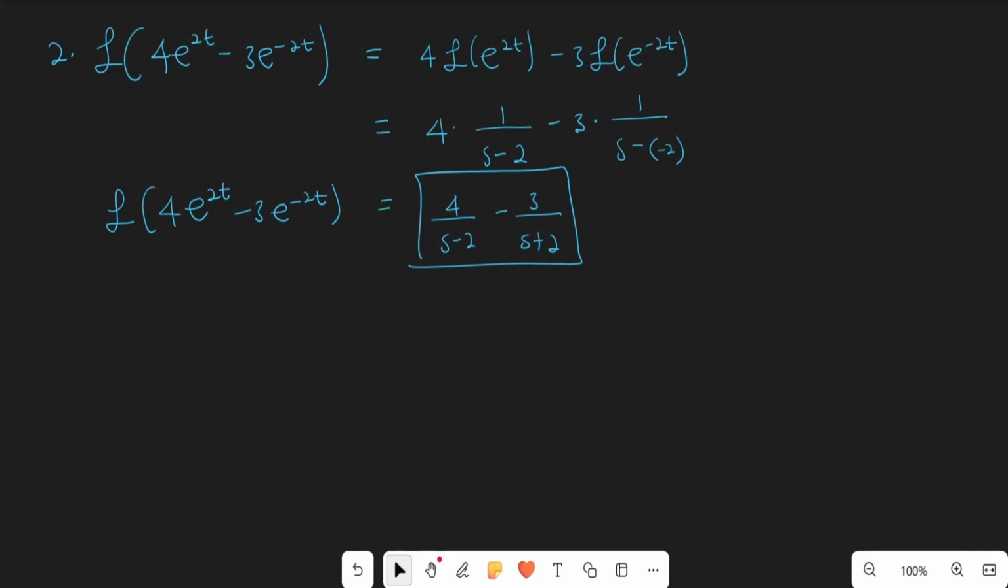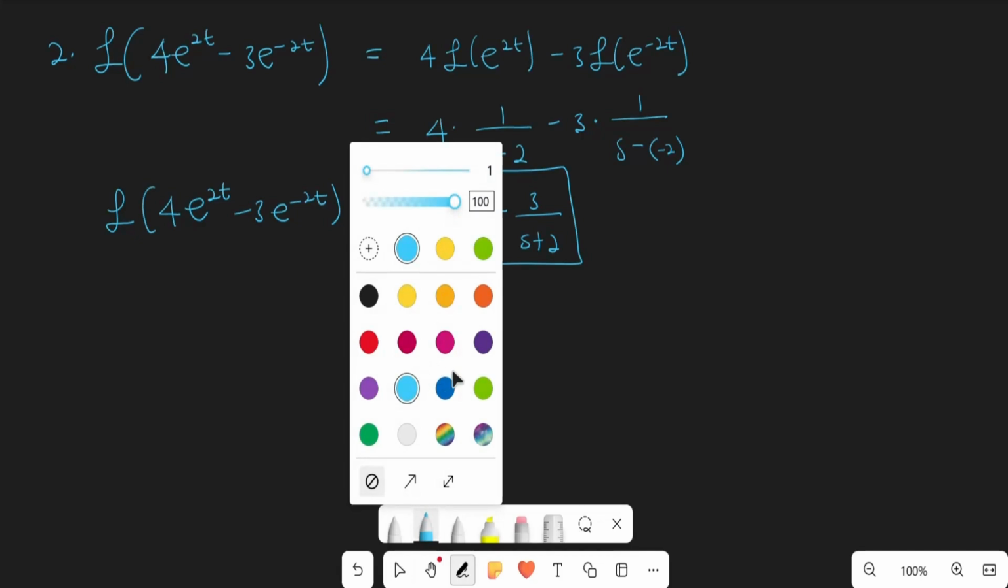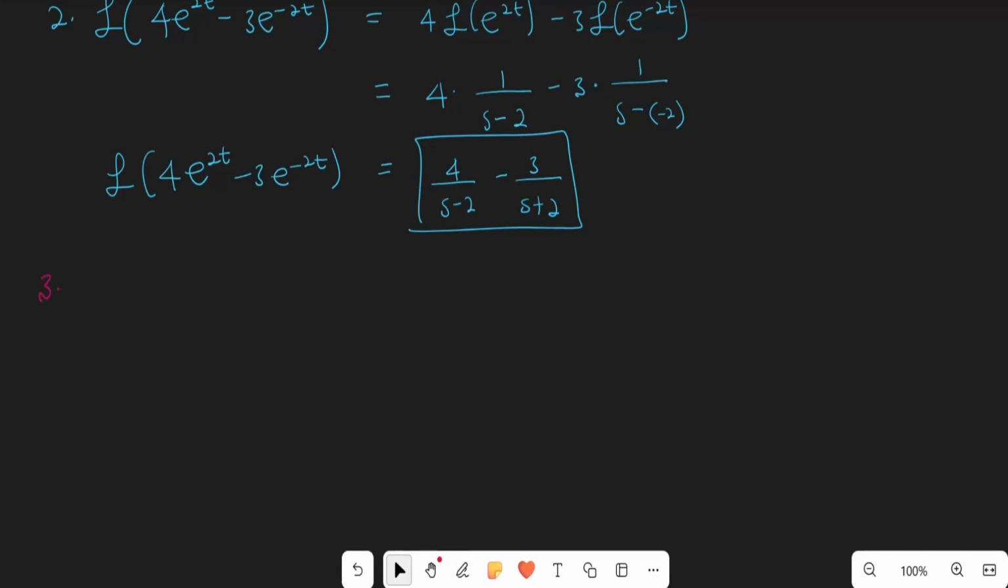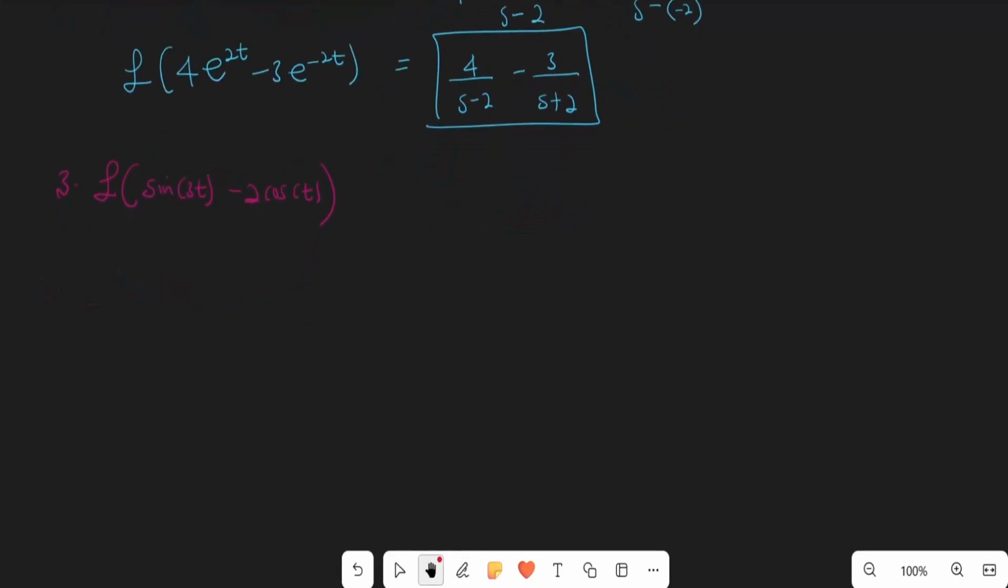Cool. Now the third one that we are going to look at, I'm going to do this one in a different color. This color is going to be pink. And now we are going to have the Laplace transform of sine of 3t minus 2 times the cosine of t. Correct. So by the linearity property of the Laplace transform, this one is the Laplace transform of sine of 3t minus 2 times the Laplace transform of the cosine of t.